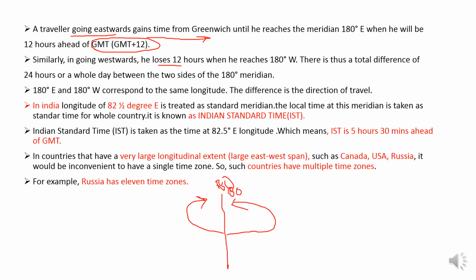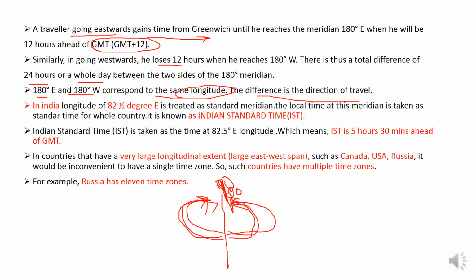This is a total difference of 24 hours, or a whole day, between two sides of the 180 degrees meridian. This 180 degrees east and 180 degrees west correspond to the same longitude. The difference is the direction of travel. So going east he gains time, going west he loses time.